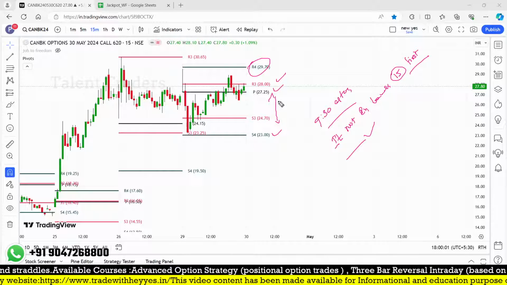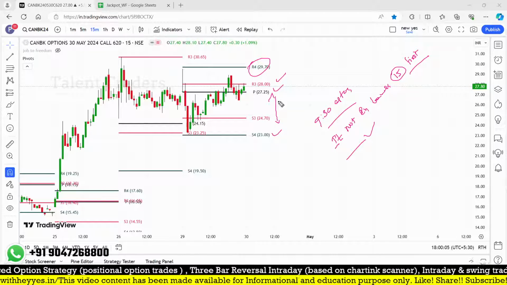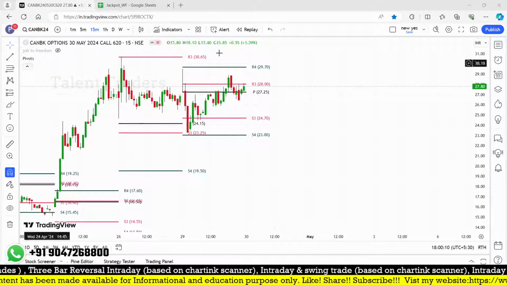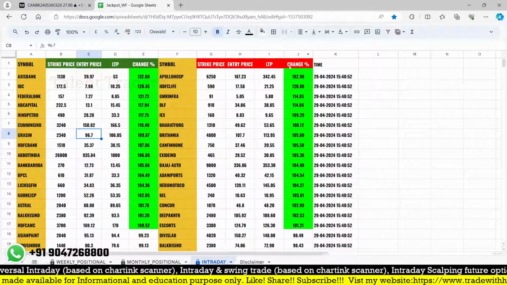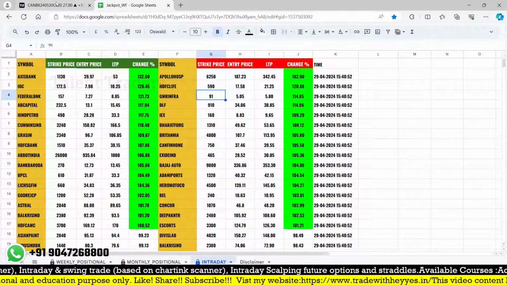It entirely depends on your risk ability and your trading style. We used only the Google Sheet as a scanner for our intraday and positional trades. It does look like a scanner, and we've seen some of the stocks like GMR 91. Let's go check the put side, GMR Infra.